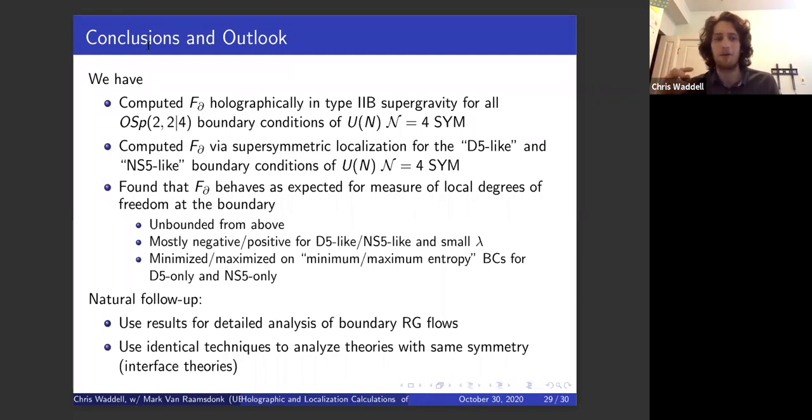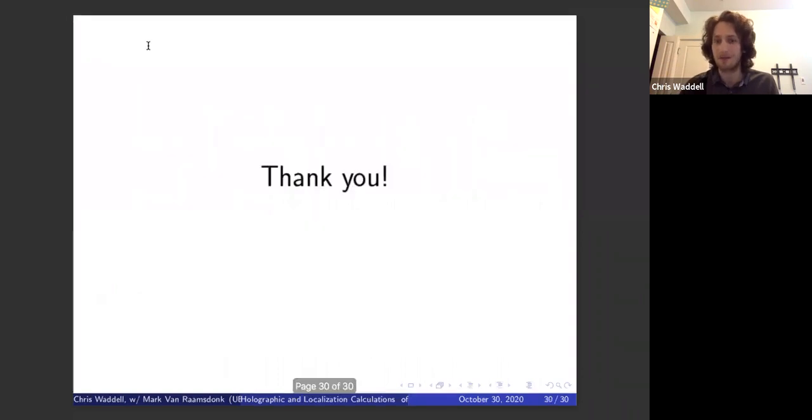It's interesting to think about a few natural avenues for follow-up here. One is that it would be nice to use these results to perform a more detailed analysis of boundary RG flows, which might occur between different half-supersymmetric boundary conditions of the n=4 theory. And it could also be interesting to use exactly the same techniques that we've used here to analyze a broader class of theories that obey the same symmetry, namely the interface theories of n=4 super Yang-Mills. But with that, I will conclude.